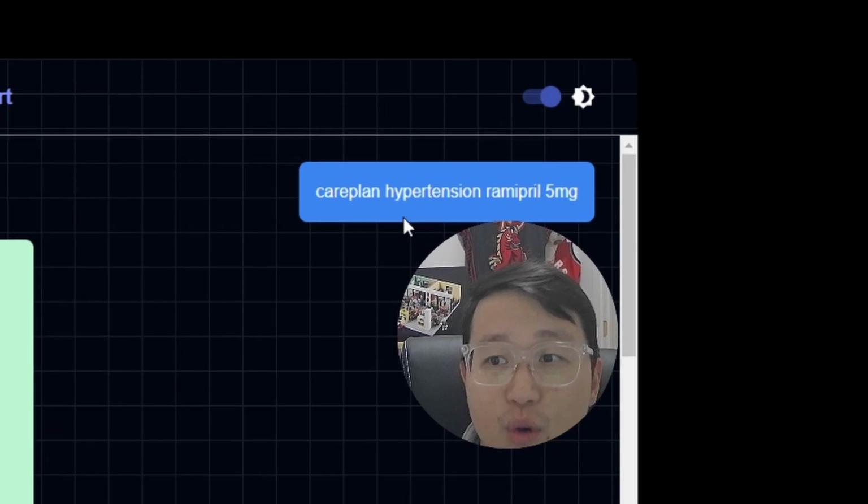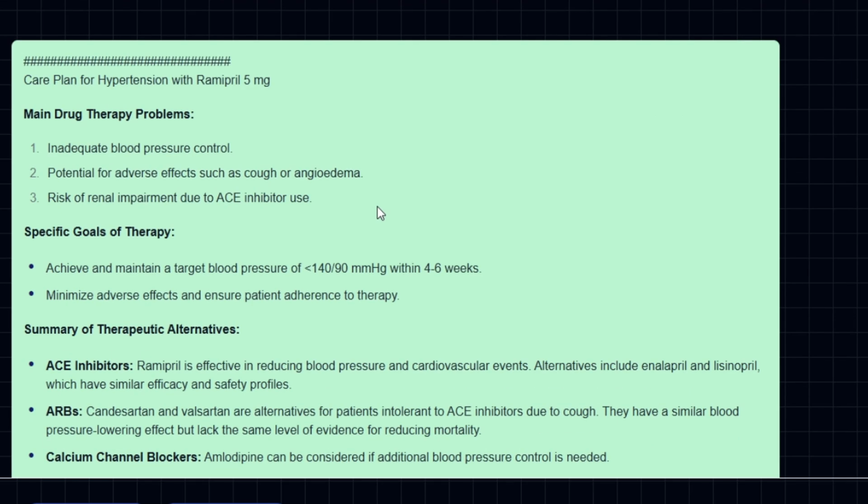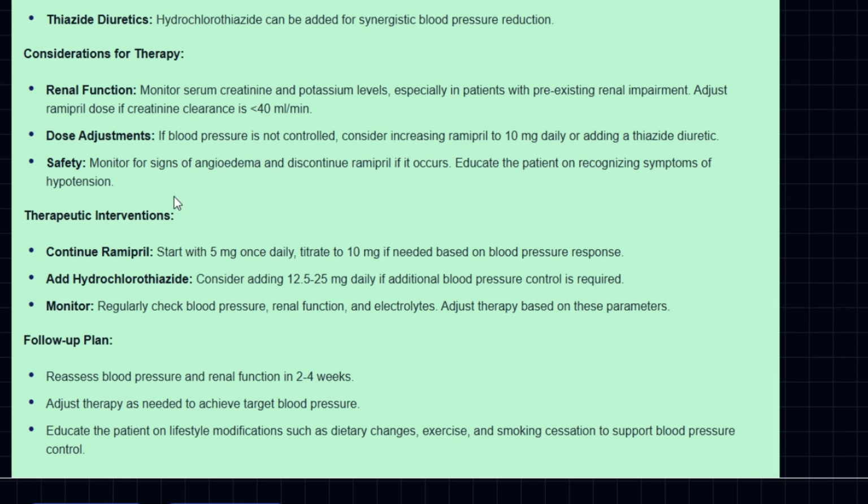You can see here I've queried care plan hypertension ramipril 5 milligrams. The care plan will include the drug therapy problem related to blood pressure control. It will also include a summary of therapeutic alternatives besides ramipril. It'll include a suggested therapeutic intervention, as well as a follow-up plan.